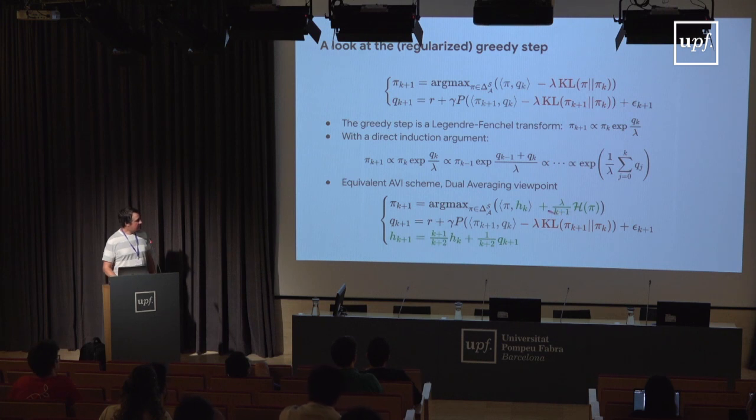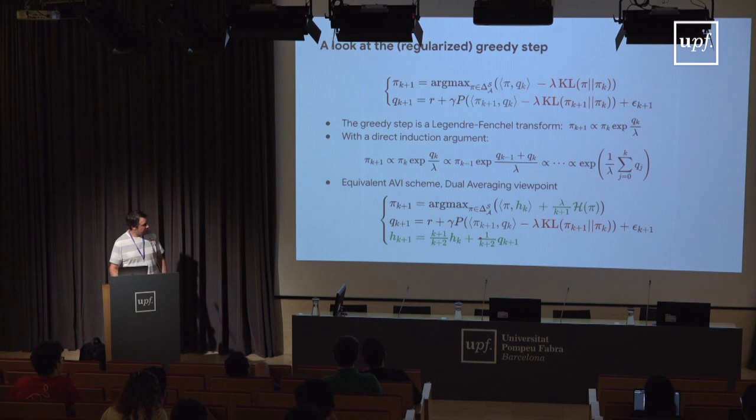So here, I say that it's pi dot H_k, H_k being the average of Q values, plus the entropy with some temperature, because I know that the solution of this optimization problem is exactly this. So it's just a way to write it. And H_{k+1} is really the sum of Q values, the average of Q values. And I have the evaluation step, which remains the same. So I add something new, the H, but it will be useful later.